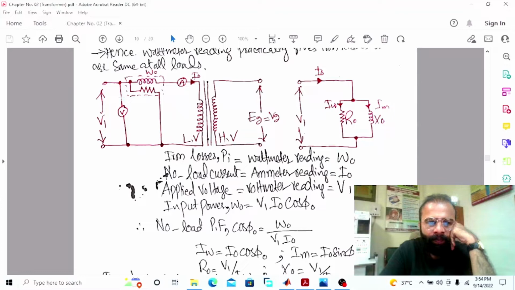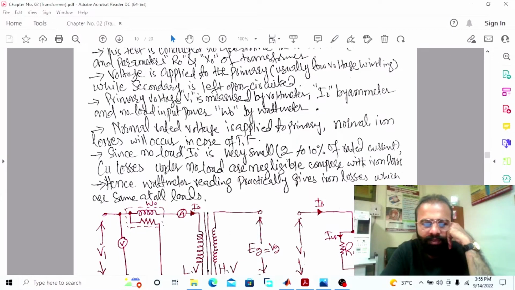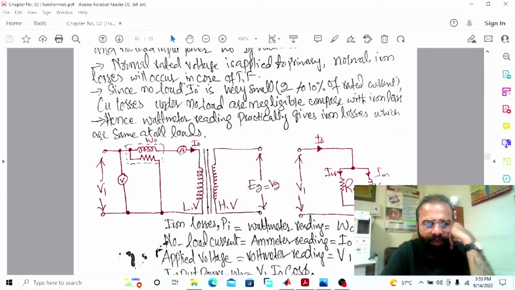As you can see, the LV winding, which is the primary winding over here, is energized from the main AC supply, and the HV winding of the transformer is left open circuited. The voltage is applied to the primary winding, which is the low voltage winding, while the secondary winding is left open circuited. Normal rated voltage is given to the primary winding, which is the LV winding, and normal iron losses occur in the core of the transformer.